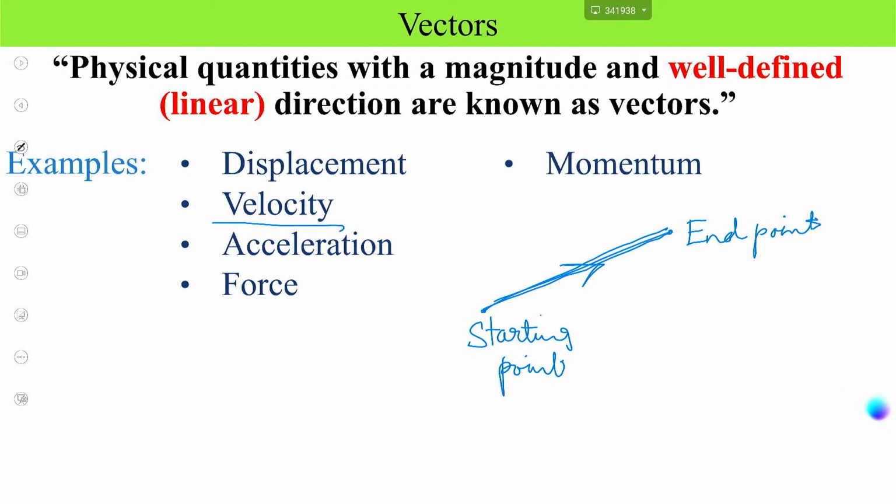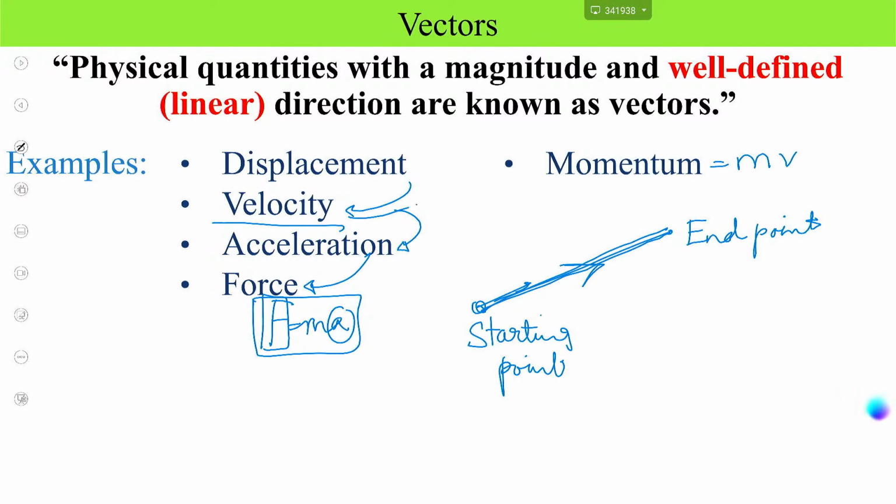Velocity is, again, the object moving to this side. So the direction of displacement gives the direction of velocity. Acceleration we will learn in a slightly more complicated manner, but there is a direction to the increase of the velocity, and that is the direction. Force: since you have learned F equals ma in O levels, the direction of the force is the direction of acceleration. Momentum is defined as mass times velocity, so the direction of velocity gives the direction of momentum.